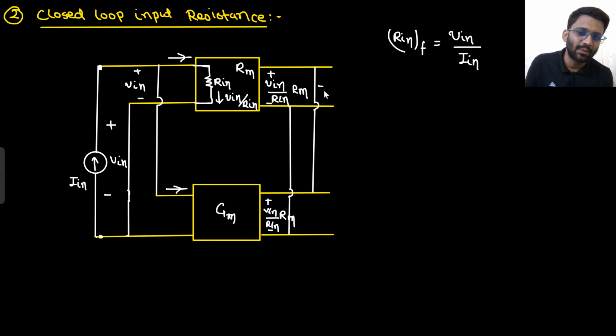Let's just call this voltage V0 only. If this voltage is V0, what will be this current? This current will be Gm V0. So what is the input current that is actually going in there? That is I in minus Gm V0. But that is actually of no use. Why is it of no use?